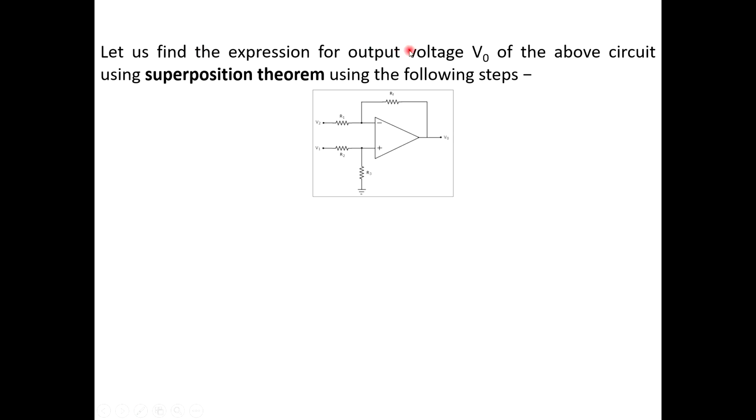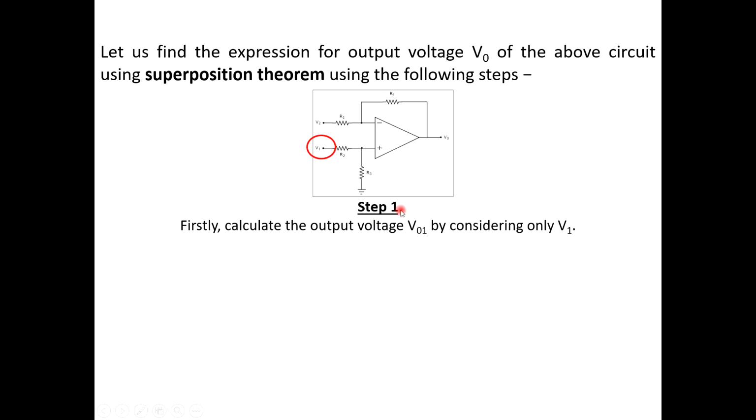Now let us find the expression for the output voltage of the above circuit using the superposition theorem. I'll tell you what the superposition theorem is step by step. This is the circuit which I have shown in the previous slide. So there is V2, there is V1 and there is V out. Now what does the superposition theorem say? It says that in step 1, we have to consider only one of the inputs, that is V1, and then with respect to this V1 you find out what is the output voltage V out.